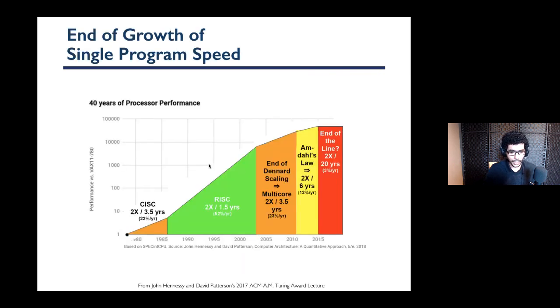This is another graph that shows basically what I just had in the previous one. So this is the performance of a single processor, the speedup we get compared to VAX11. As you can see, we're here, and we're not. The performance is not improving by much.